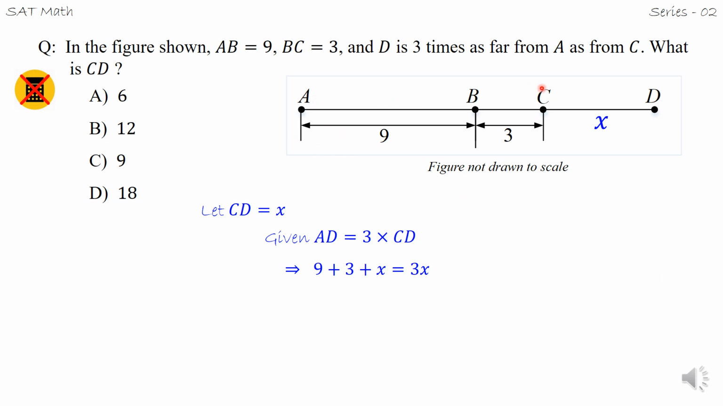So we know that AD is 9 plus 3 plus X, which is equal to 3 times X. Simplifying this, we get X equal to 6. That means CD equal to 6, which is option A, the answer.